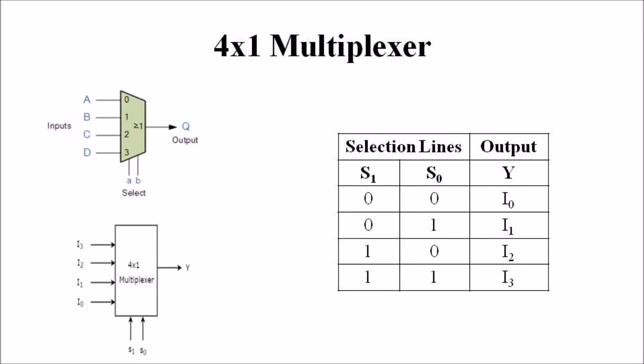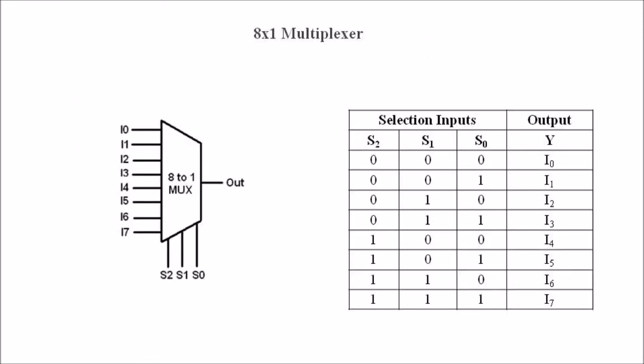So a multiplexer has 2 raised to n input pins and only one output pin, with selection lines equal to n in number. Here in this circuit diagram we can see an 8 by 1 multiplexer. So an 8 by 1 multiplexer has 8 input pins, 1 output pin and 3 selection pins.